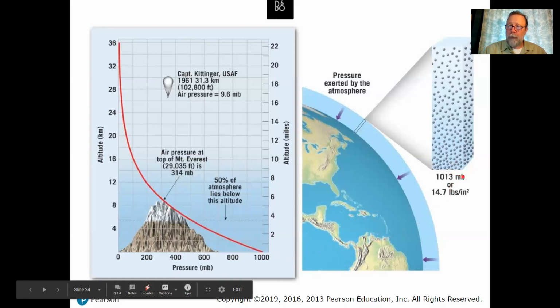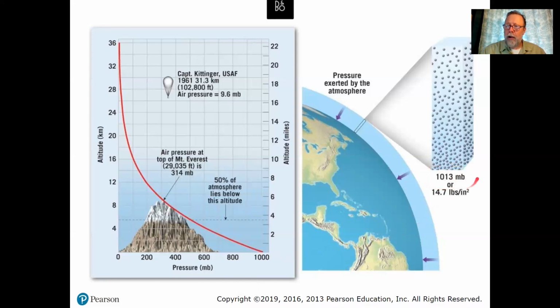So again, remember those values: average sea level pressure, a little over 1,000 millibars at sea level, or 14.7 pounds per square inch, or, not written on here, 1 kilogram per square centimeter.